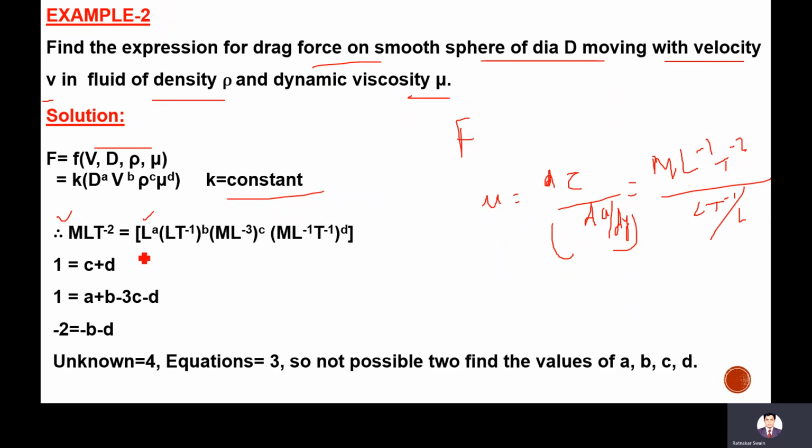So here the powers of M, L and T we have to write. So there will be three equations: C plus D will be 1, A plus B minus 3C minus D is 1, minus B minus D is minus 2. So three equations, but the unknowns are A, B, C, D, four unknowns. That means we cannot solve the values of A, B, C, D. So in this specific problem, where the unknowns are more and equations are less, we cannot solve the values of all A, B, C, D.